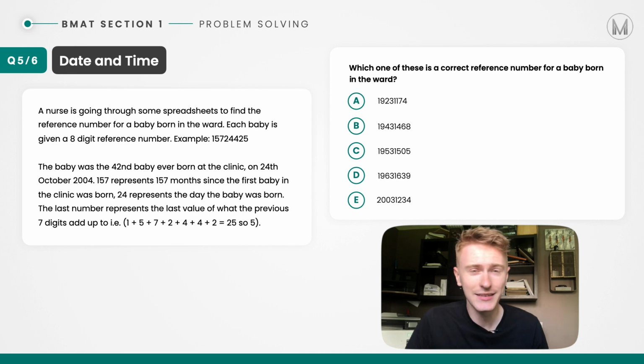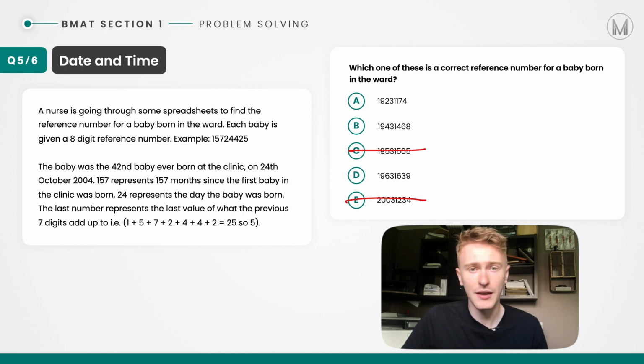So the first thing and the easiest thing to do with these questions is to look at the verification digit at the end. Now often some of these answer options will have something wrong with that verification digit. So if we look at them, we can see that actually C, if we add it up, 1, 9, 5, 3, 1 and 5 and 0, adds up to 24. And that doesn't end in a 5, so we can just cross that one off straight off the bat. If we apply the same thing to E, we can also see 2 plus 0 plus 0 plus 3 plus 1 plus 2 plus 3 is 11, and that doesn't end in a 4, so we can cross that one off there.